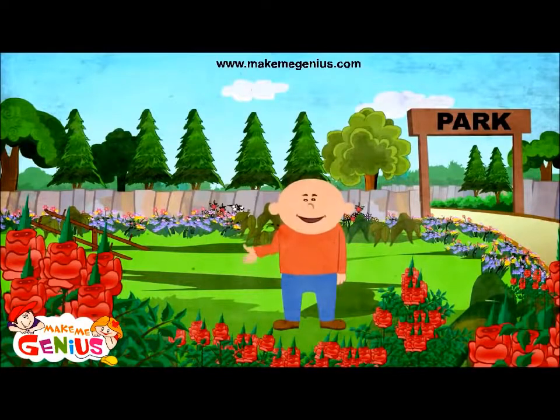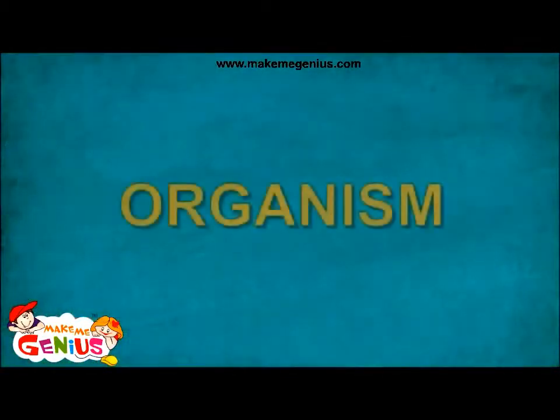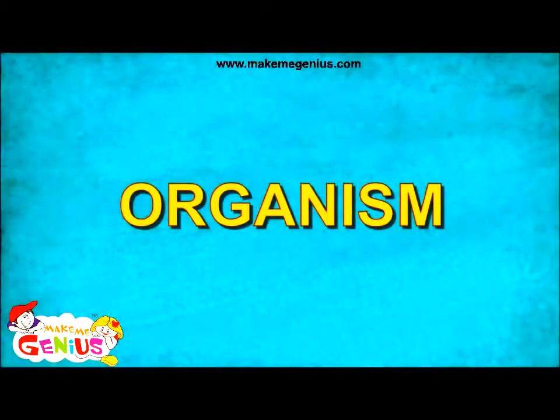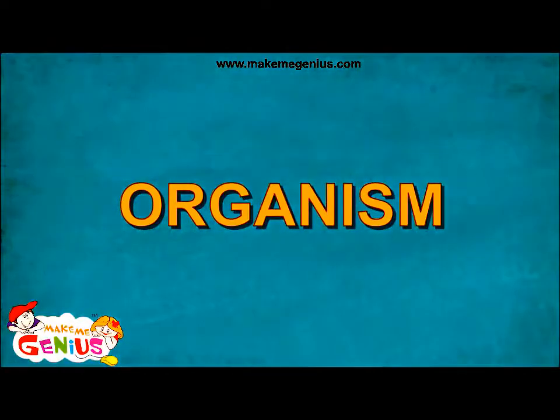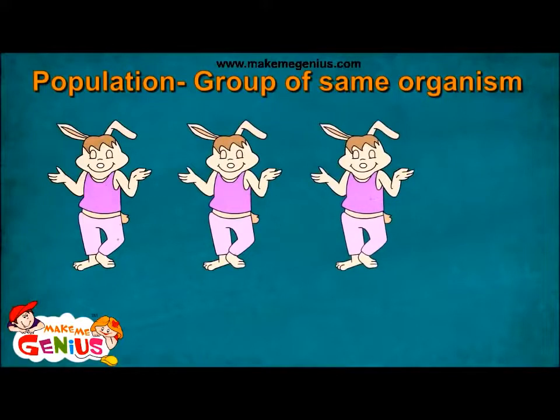Now let's learn about different components and levels of living things in an ecosystem. We have learned that organism is a single living thing, but every ecosystem has more than one organism. A group of same organism is called population. So a group of rabbits in this picture, in this ecosystem, would be called population.